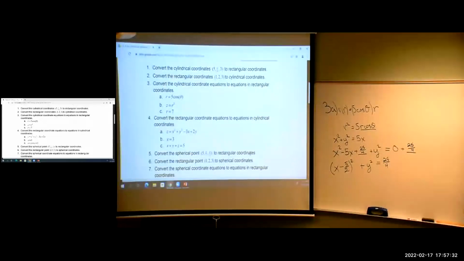I know you probably haven't had a lot of practice at completing the square. That's why we're doing this one together. We're not going to be exchanging formulas back and forth a whole lot. Again, it's just to get you familiar with these other coordinate systems.